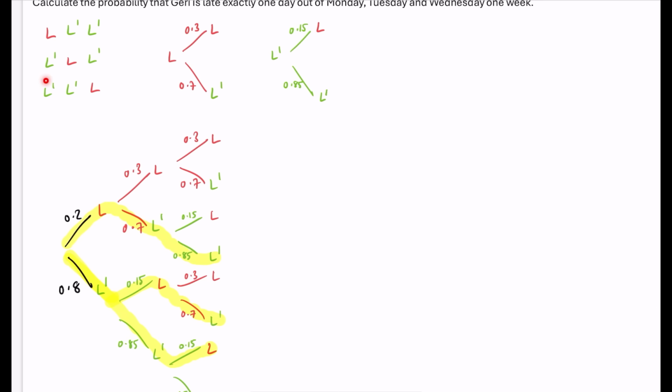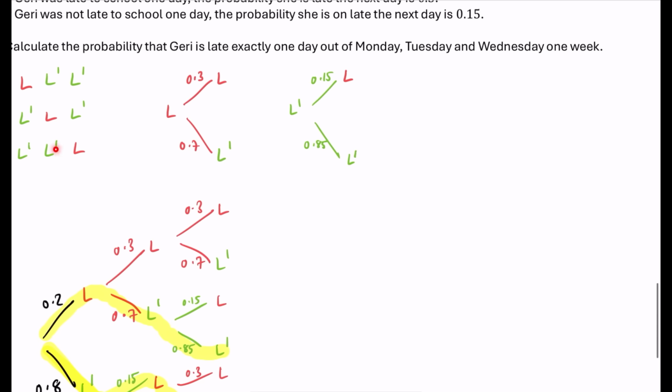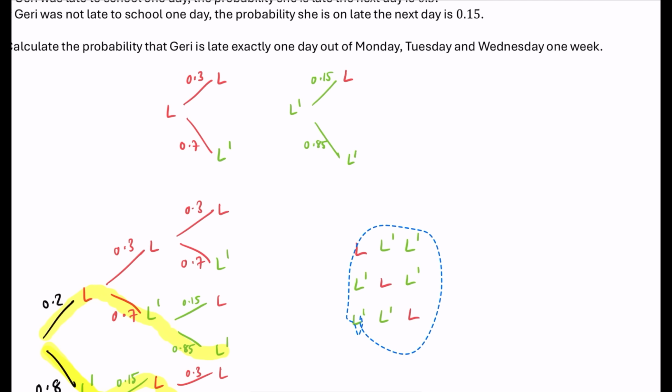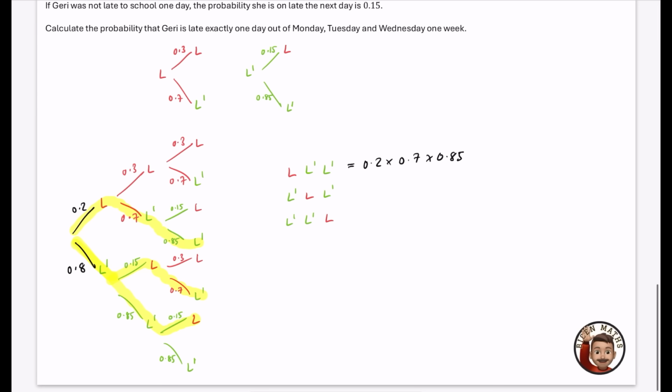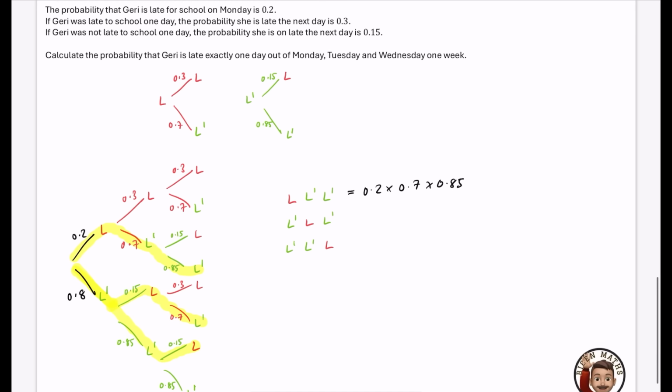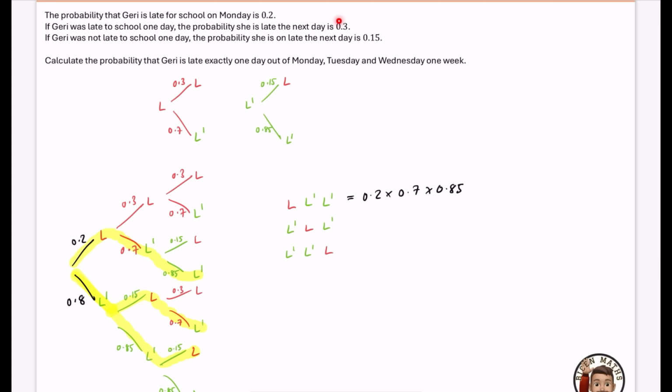Now you could try and do this just from here, okay? You could just go and do these probabilities just from here. In fact, I'm going to grab these and put them down here because I'm going to be using them right now. So this first one that we have, late, not late, not late, is this pathway here. It's going to be a 0.2, a 0.7, and a 0.85. Now, you could have done this without the tree, right? That's being late on Monday, and then not late when she was late the day before would be 1 minus this, and then not late when she was not late the day before would be 1 minus this.